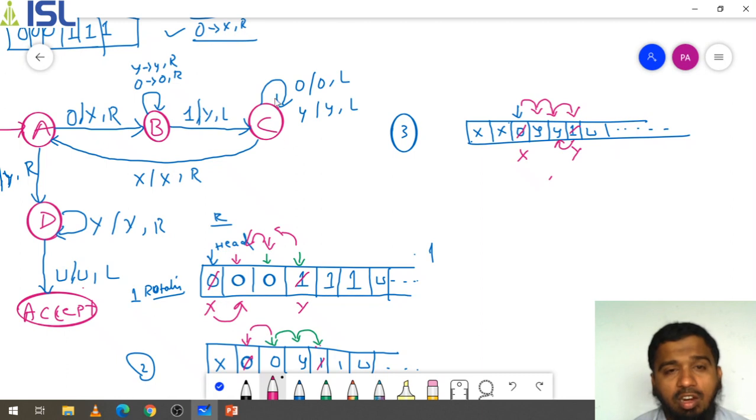Okay, so my header is now on y, and here in the state diagram I am at the C. So here in the C state, y is replaced with the y and moving to the left. Again it is y, so y is again replaced with the y only and moving to the left. So where is my header now? My header is on x. So here x on x, then move to right. So move to right means my header will be here.